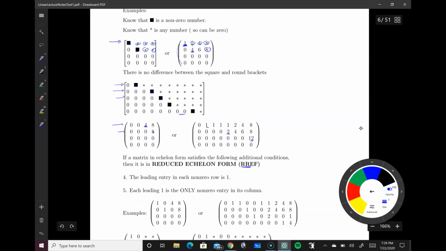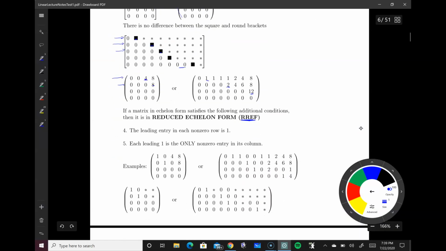All right, examples of RREF. So RREF, the leading entry is a 1. The leading number on this row is a 1. The leading entry on this row is a 1. And then these have 2 rows of zeros, and those rows of zeros are always put at the bottom. So here's my leading entry of 1. Here's my leading entry of 1. My leading entry of 1. And my leading entry of 1.